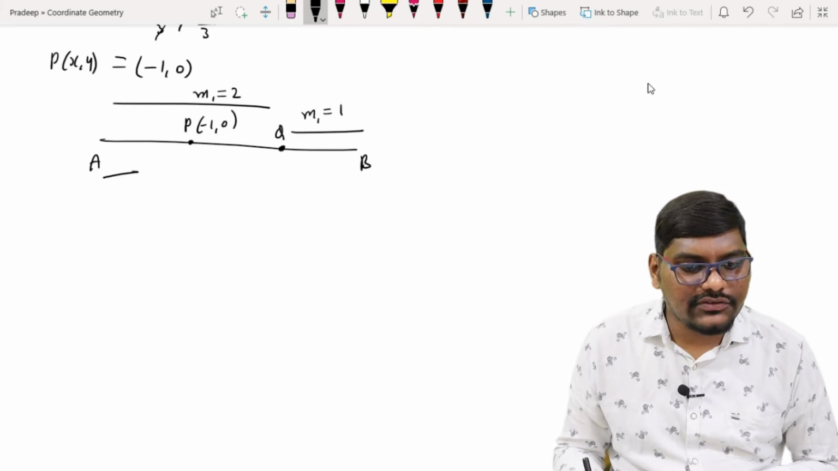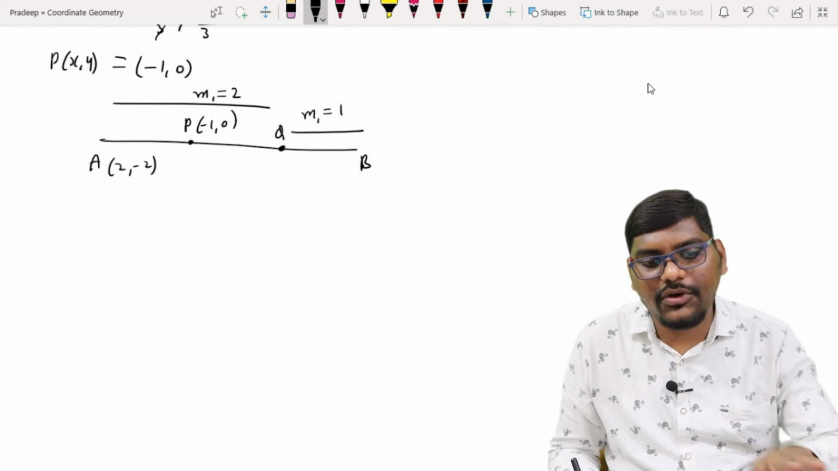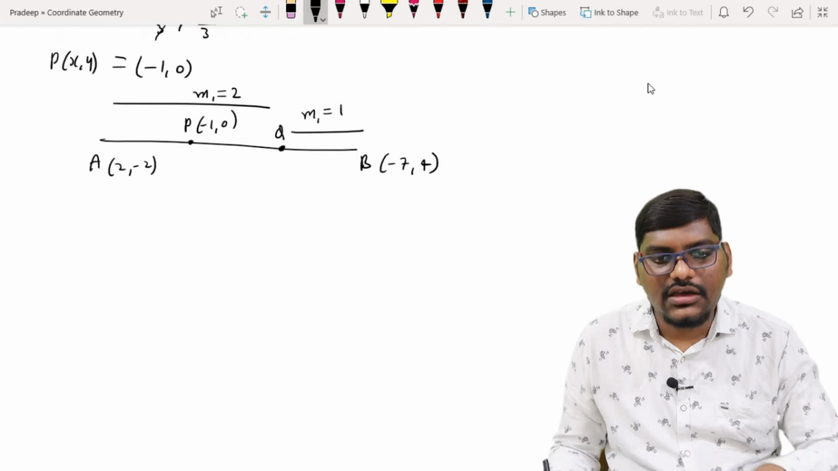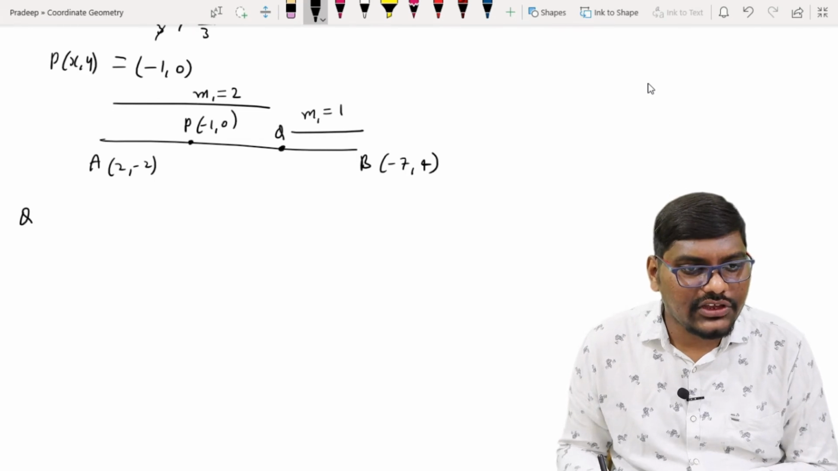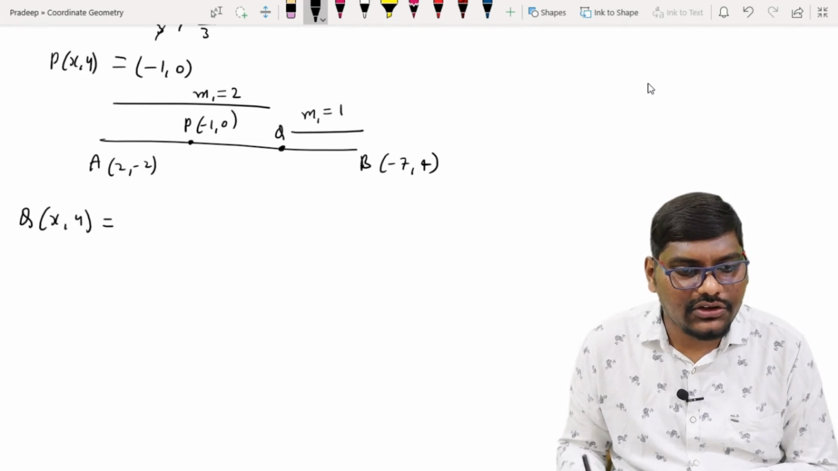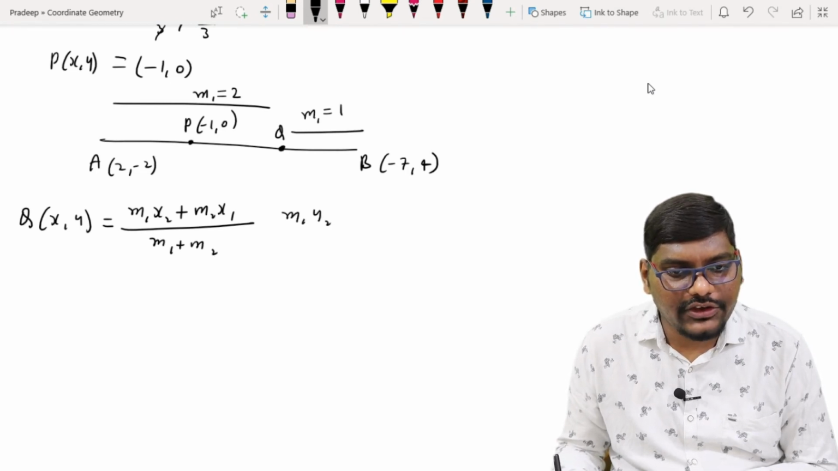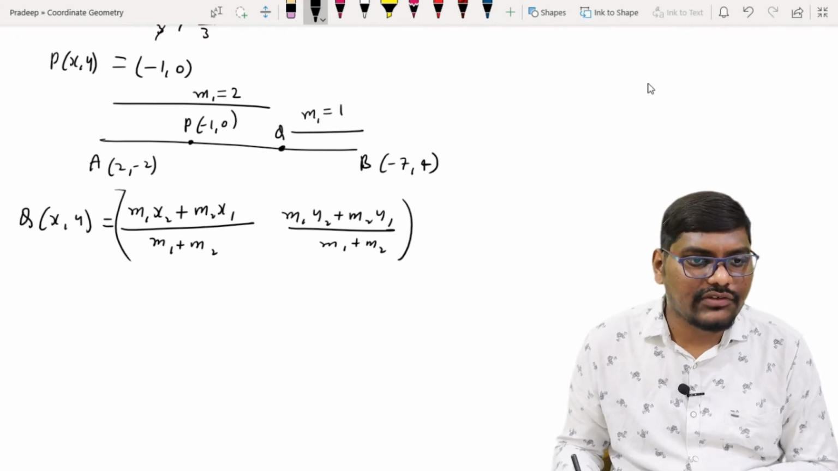The points given in the question are 2 comma minus 2 and minus 7 comma 4. So we'll use the section formula again, that is Q(x, y) is equal to (m1 x2 plus m2 x1) by (m1 plus m2), and similarly (m1 y2 plus m2 y1) by (m1 plus m2). So we got the section formula and we'll substitute all these values.